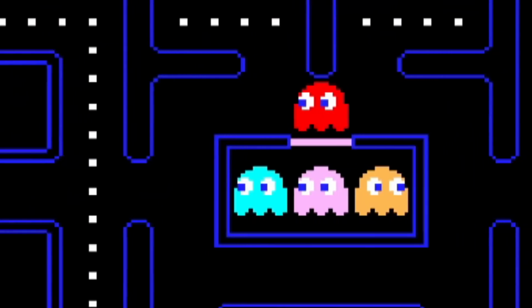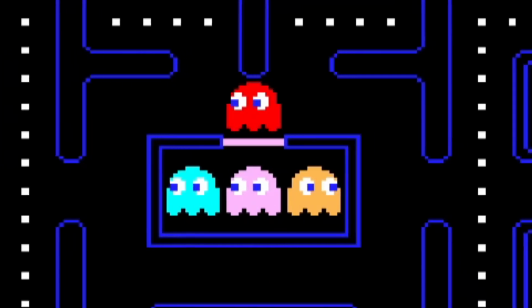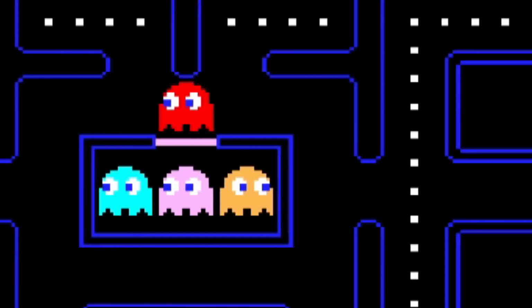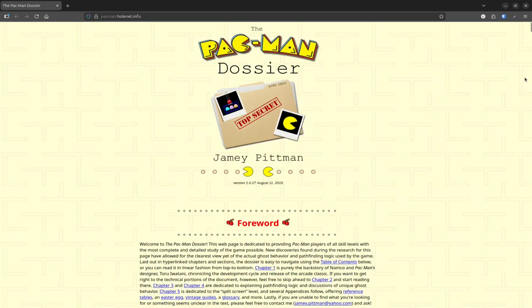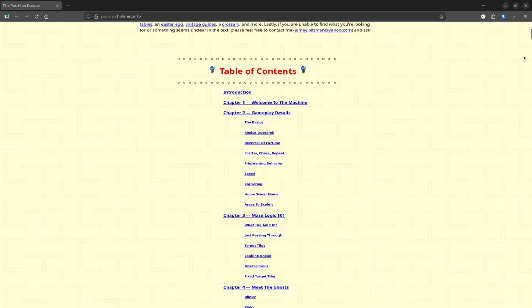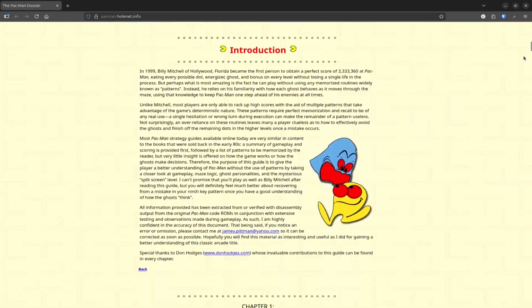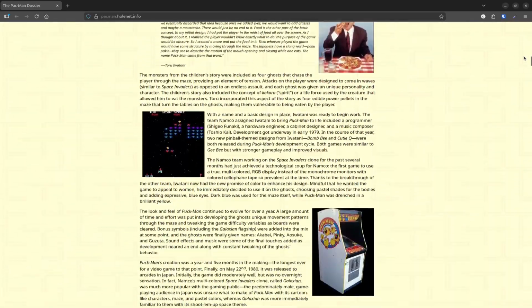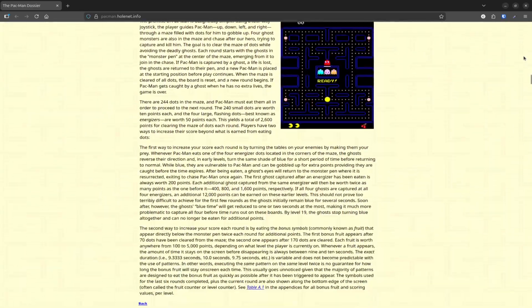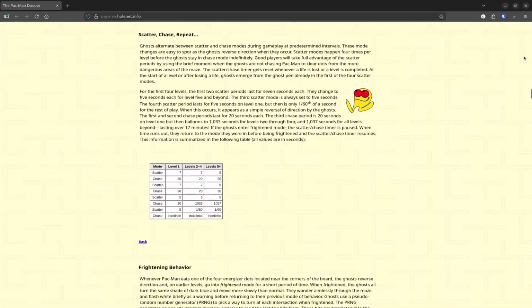Now onto the really complex stuff, the ghosts and AI. If you're interested in the details, please read the Pac-Man Dossier article by Jamie Pittman. I used it as a reference to not only recreate the behavior of the ghosts, but also the rules for the rest of the game. What I do think is valuable to show is how it was implemented.